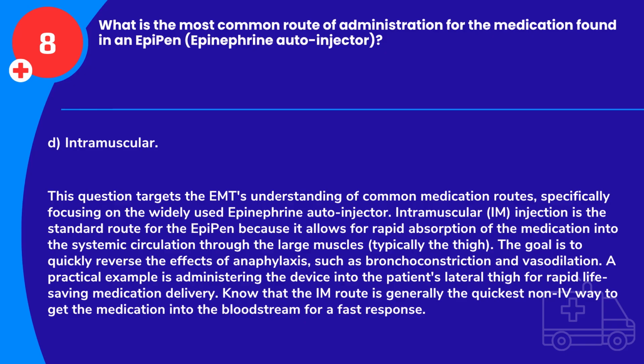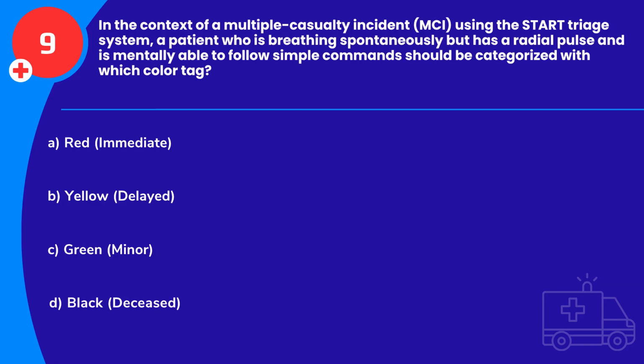fast response. Question 9. In the context of a multiple casualty incident, MCI, using the START triage system, a patient who is breathing spontaneously but has a radial pulse and is mentally able to follow simple commands should be categorized with which color tag? A. Red, immediate. B. Yellow, delayed. C. Green, minor. D. Black, deceased.